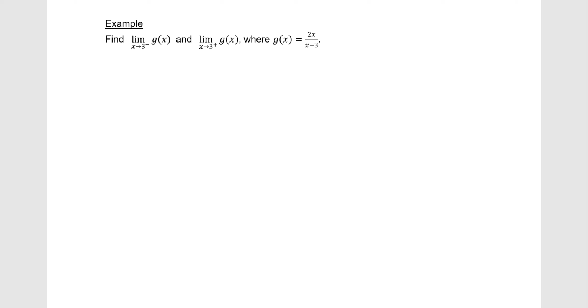Let's find the limit as x approaches 3 from the left and from the right of g of x, where g of x is 2x over x minus 3. So first, recognize that this is a simplified rational function, which means when the denominator equals 0, whatever x value that gives us will give us a vertical asymptote. So there is a vertical asymptote, put VA, vertical asymptote at x equals 3.